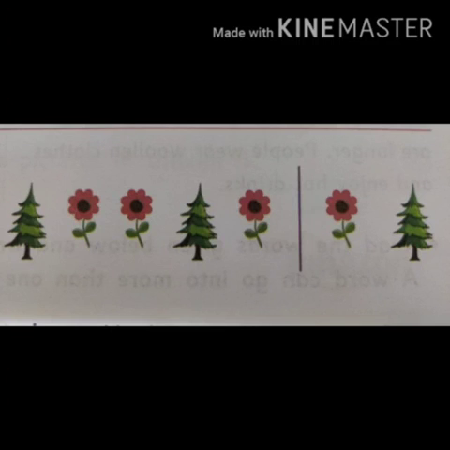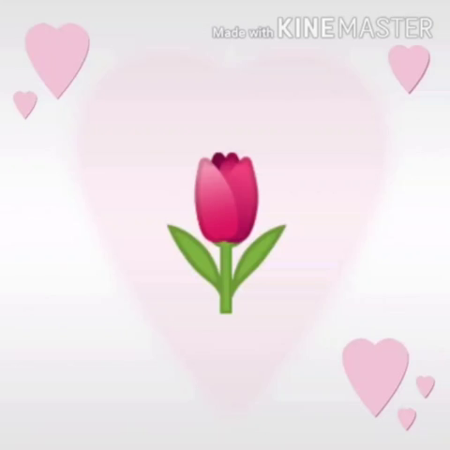What would be the correct answer? Let's see it once again. First we saw a tree, then there were two flowers, isn't it? So again one tree, and how many flowers should come? 2. So the correct one is the flower. So please circle the flower. The flower is the correct answer.